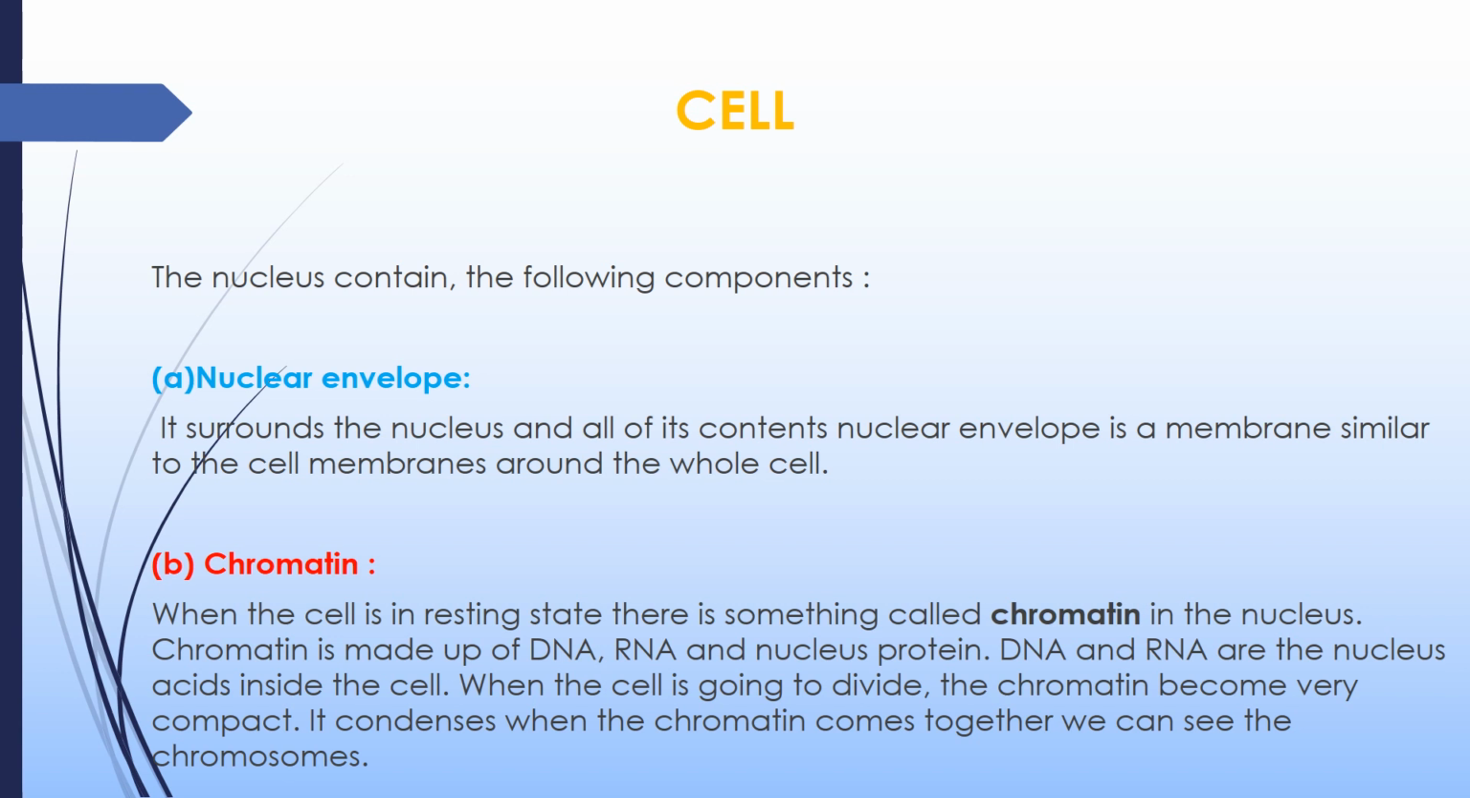B. Chromatin. When the cell is in a resting state, there is something called chromatin in the nucleus. Chromatin is made up of DNA, RNA and nuclear proteins. DNA and RNA are the nucleic acids inside the cell. When the cell is going to divide, the chromatin becomes very compact. It condenses. When the chromatin comes together, we can see the chromosomes.